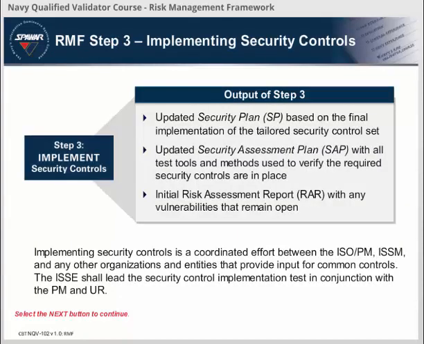In Step 3 of the Navy RMF, the PM, ISSE, and ISSM implement the completed and approved security control list, after which an initial test of the security control implementation is performed to verify that the required security controls are in place in preparation for the security control assessment in Step 4. The outputs associated with this step include updated SP based on the final implementation of the tailored security control set, updated security assessment plan with all test tools and methods used to verify the required security controls are in place, and initial risk assessment report, RAR, with any vulnerabilities that remain open.